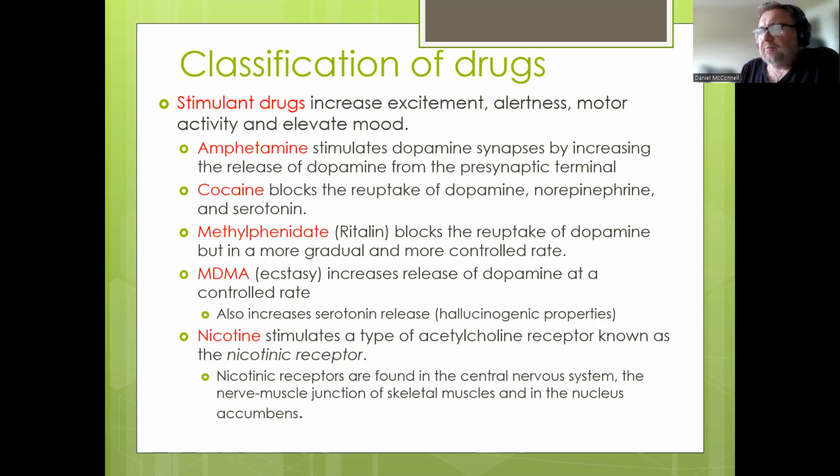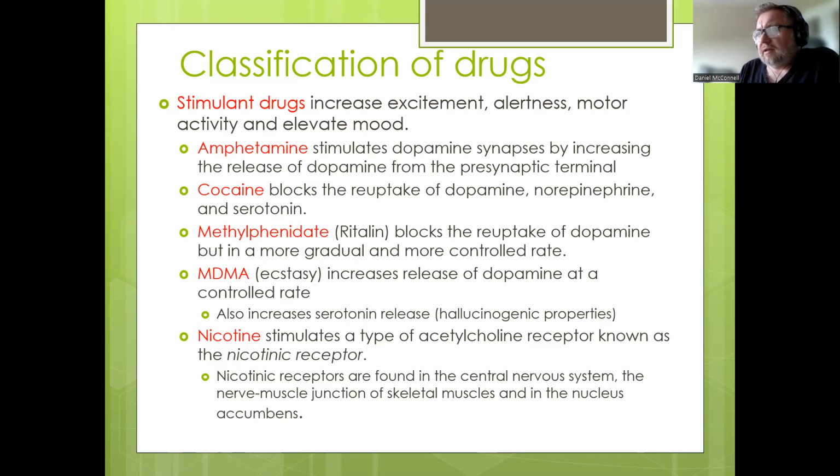Cocaine is also a dopamine agonist, as well as being a norepinephrine agonist and a serotonin agonist, right? So in this case, what's happening is that it blocks reuptake. So it's a reuptake inhibitor. This means that dopamine stays in the synapse, norepinephrine and also serotonin stay in the synapse.